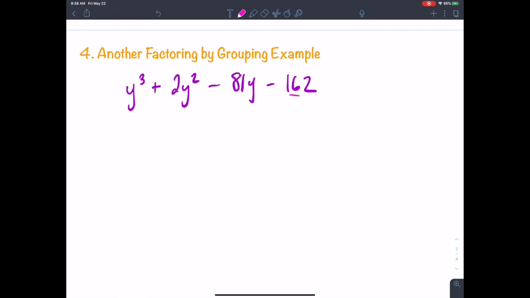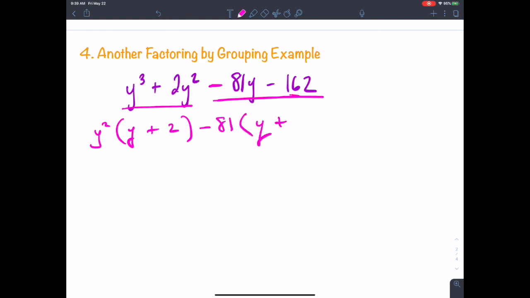So now again, I'm going to do the same thing. I'm going to look at this group separately. And I can see that I can take out two y's from both, so I can take out y squared. And when I do that, y to the third divided by y squared is just y, plus 2y squared divided by y squared is just 2, okay? And then on the next term, I can divide each of those by 81. Remember, now I'm looking at this group. And if this is a negative, I'm always going to take out the negative 81. So negative 81. And when I do that, I'm going to have just y plus, because I'm dividing a negative by a negative, 162 divided by 81 is 2.